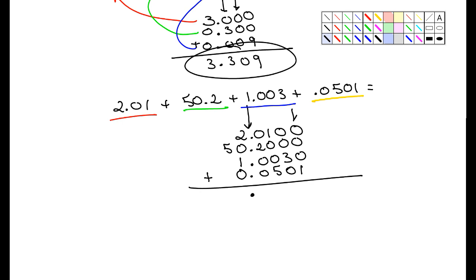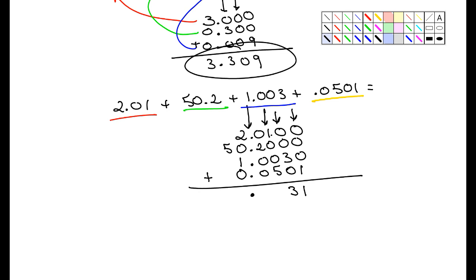So I'll start with the column on the farthest right. 0, 0, 0, and 1 is 1. And then I'm going to do this column here. 0, 0, 3, and 0 is 3. And you can see that I'm really trying hard to keep things lined up, because this is where you guys will make mistakes. If you write really sloppy and you're not keeping things lined up, you're going to make a mistake.